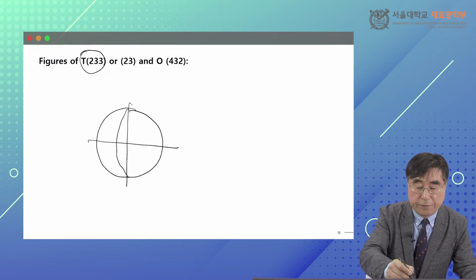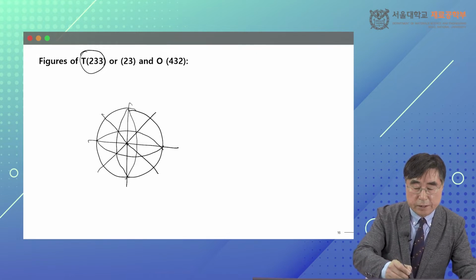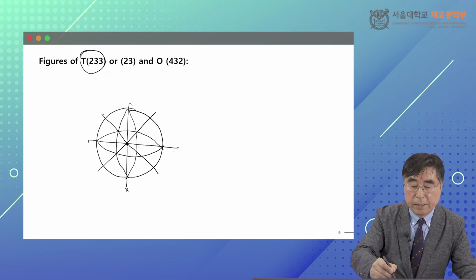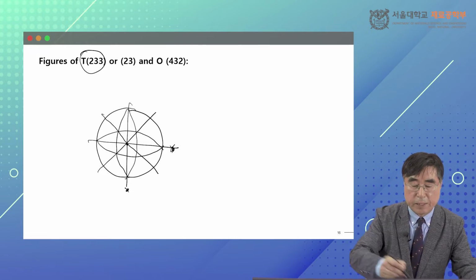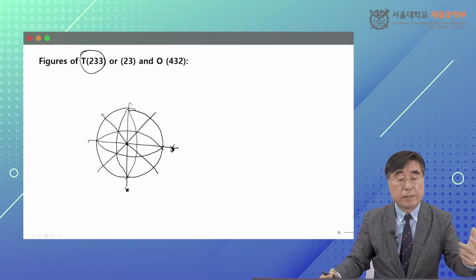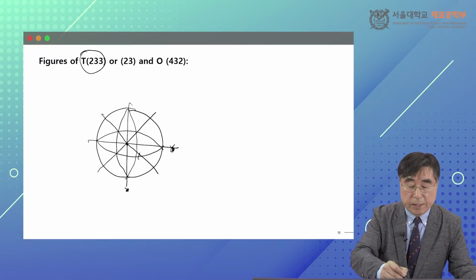So we have to define the standard cubic projection. Okay, so this is the z-axis, this is the x-axis, this is the y-axis. And when it says 2, 3, 3, it has basically four threefold elements in here.